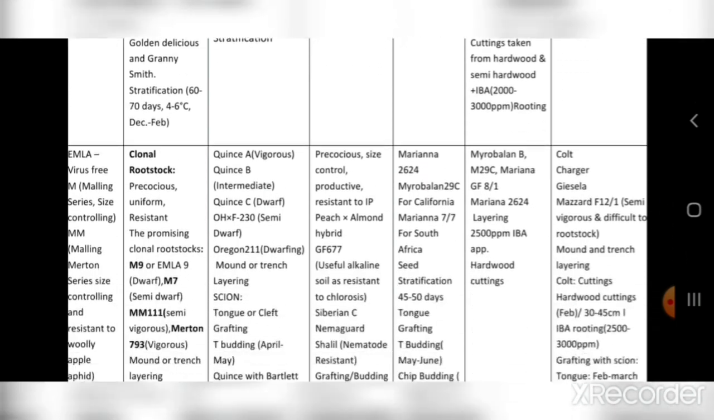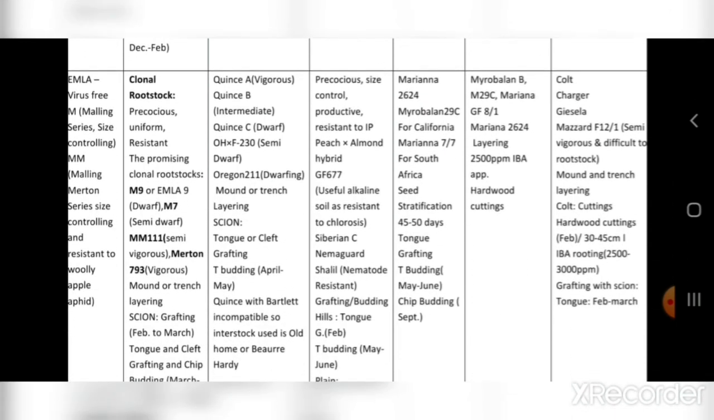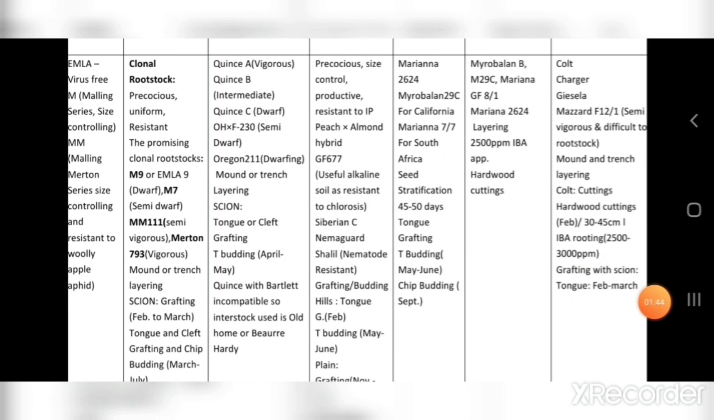Now, clonal rootstocks. We know that these are vegetatively propagated either through layering, cutting, budding. So first we need to know what is EMLA. EMLA is virus free. Then M stands for Malling series, size controlling. MM stands for Malling-Merton series. These are size controlling and resistant to woolly apple aphid.